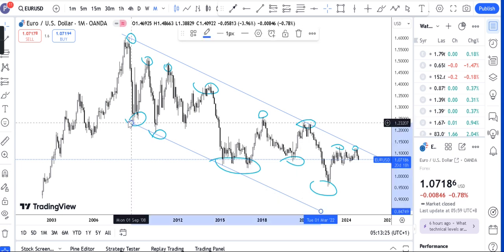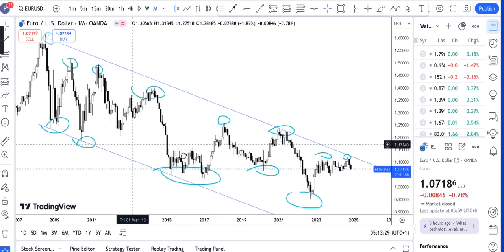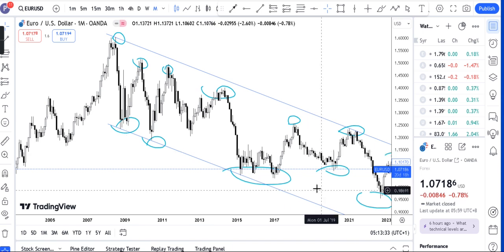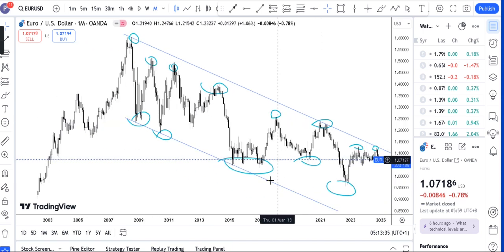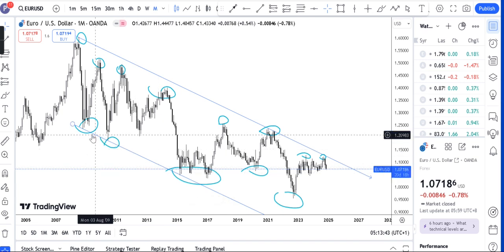Now, if you look at it, when you establish your trend line, at times you get 2 to 3 touches. Understand? So once we're able to get two touches of our trend line or three, then that is an accurate trend line.